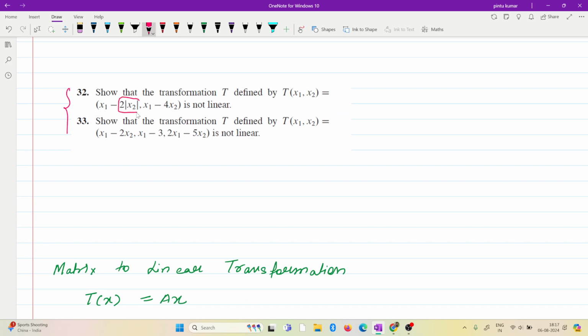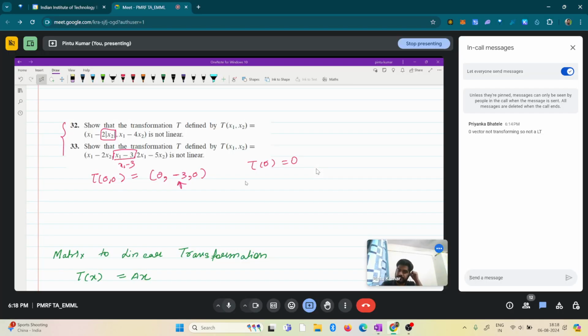Again, you see a mod over here. Because of the mod, you can ignore it. Over here, you have a term x1 minus 3, right? So if you take the transformation of (0, 0), you will get (0, minus 3, 0). So you have a minus 3 over here, so T of 0 is not equal to 0. That's why this is not a linear transformation. Any doubt till this point before we move ahead?